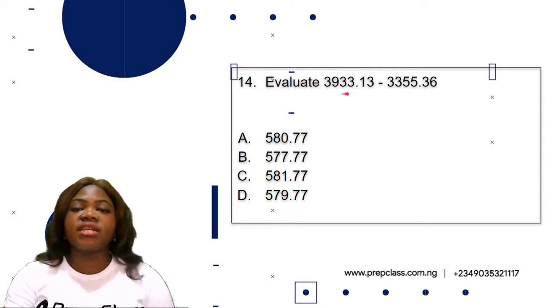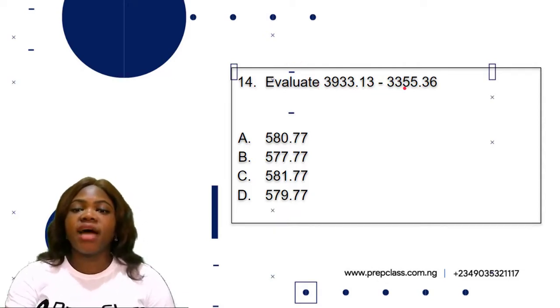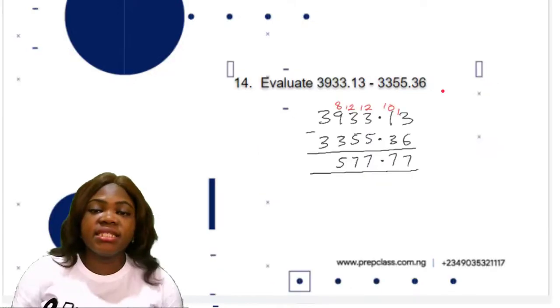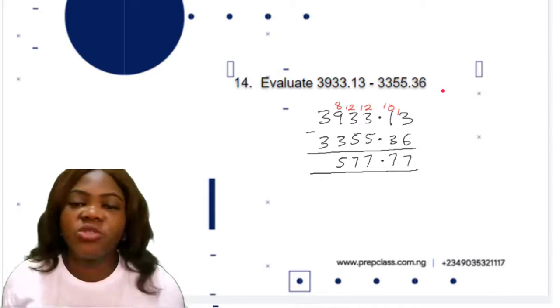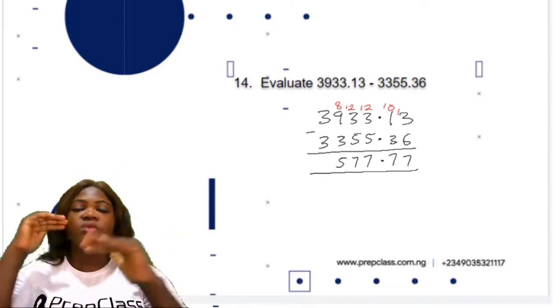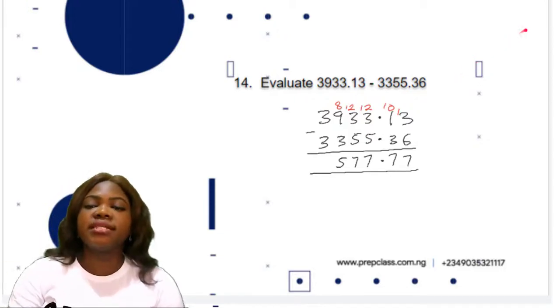Evaluate 3,933.13 minus 3,355.36. Okay, so this is very easy. This is just simple subtraction. So these are decimal numbers and we have to subtract them. So we place the numbers on top of each other and subtract. That's all. So let's start with this.